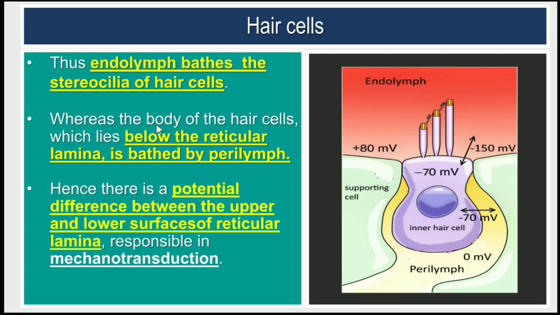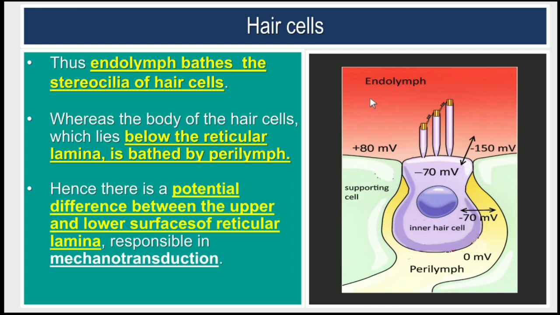Whereas the body of the hair cell, which lies below the reticular lamina, this is our body of the hair cell, is bathed in perilymph. The cell is equilibrated with the perilymph. But the stereocilia are bathed in endolymph.